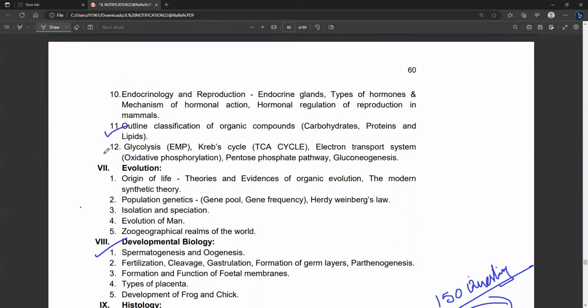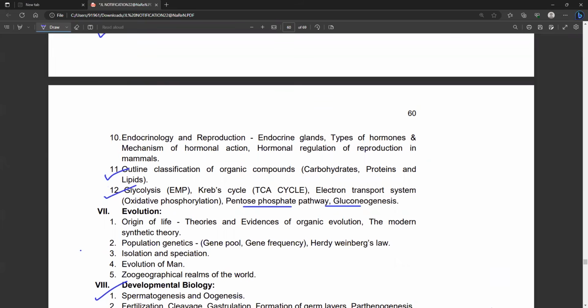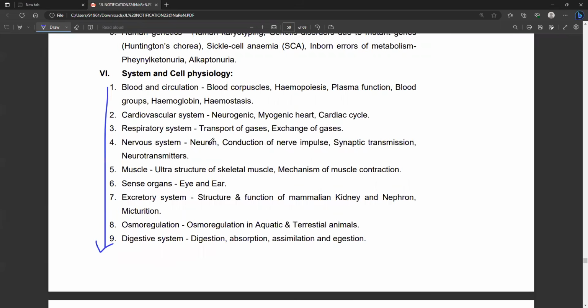At the same time, they have added very important ones: glycolysis, Krebs cycle, electron transport chain, PPP pathway, and gluconeogenesis. So friends, I can tell all of you, among all the units of your zoology syllabus, from this particular unit you can expect the largest number of questions. Now I will explain point by point, step by step, how to read it. Just be patient and listen to me correctly.